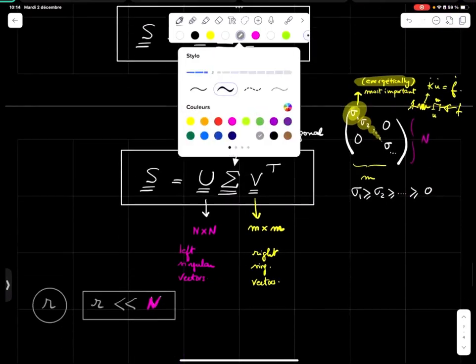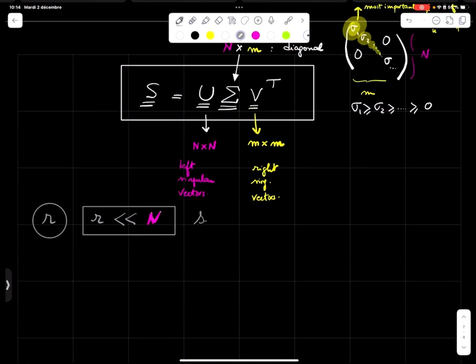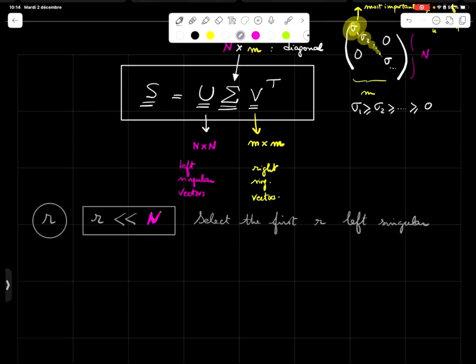All right. So now we are going to select the first R left singular vectors as snapshots.